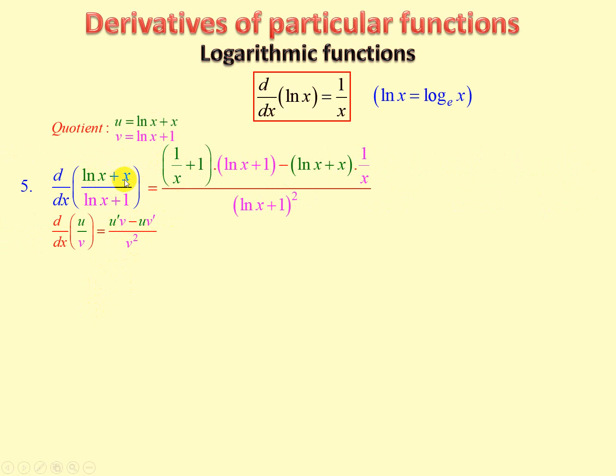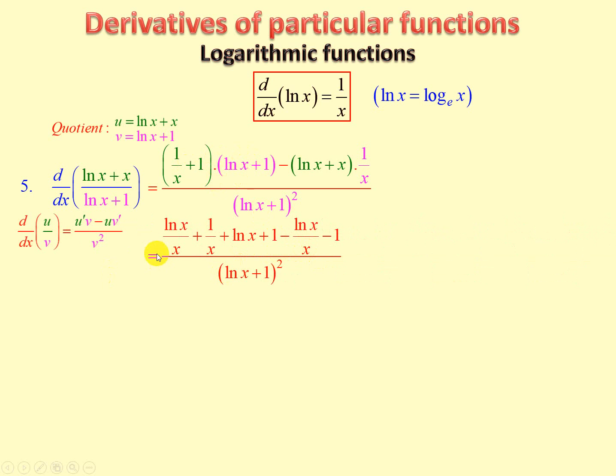So here's u prime, 1 over x plus 1, times v as it is, ln x plus 1, minus the top as it is, u as it is, times the derivative of the bottom, ln x plus 1. Well, ln x goes to 1 over x, and 1 is a constant, so it disappears. And it's all over the denominator, v squared. Multiplying out the brackets, 1 over x times ln x, 1 over x times 1, 1 times ln x, 1 times 1, minus, and the outside minus means to change the signs inside, and 1 over x multiplies each of those. When we simplify, some of the ln x over x goes and the 1's go, so we end up with just 1 over x plus ln x.